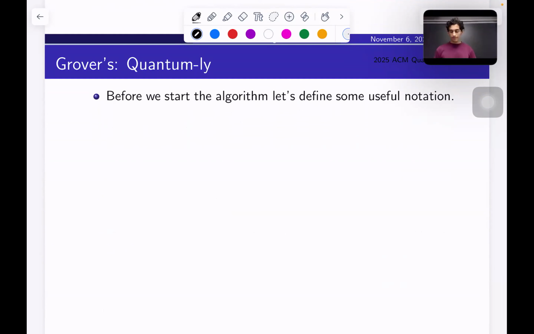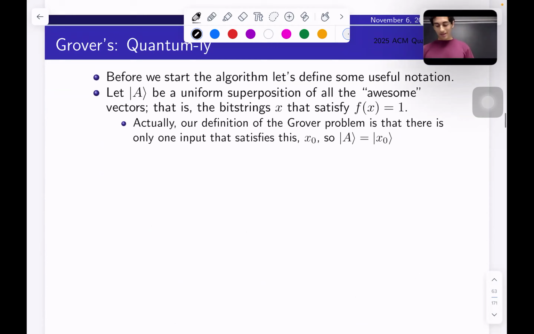Before we start, we're going to define some notation that we'll use throughout the entire algorithmic analysis. We're going to define this vector A, which is a superposition of all the strings that will return 1 when you input them in the function. However, in this version of Grover's problem, there's only one, which we called x naught. So this A is actually equal to x naught.